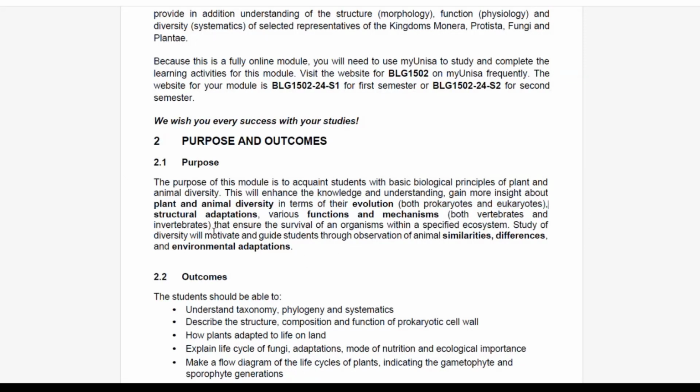They are part of this module, both BLG151 a lot, and that ensures the survival of organisms within a specific ecosystem. And the study of diversity will motivate and guide students through observation of animal similarities, differences, and environmental adaptation. So the observation will be focusing on the similarities in both plants and animals, the differences between plants and animals, and the environmental adaptation in plant and animal species.